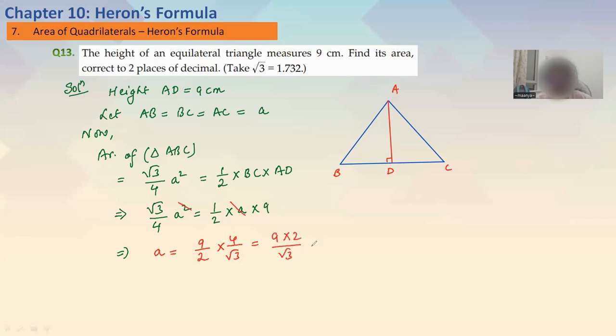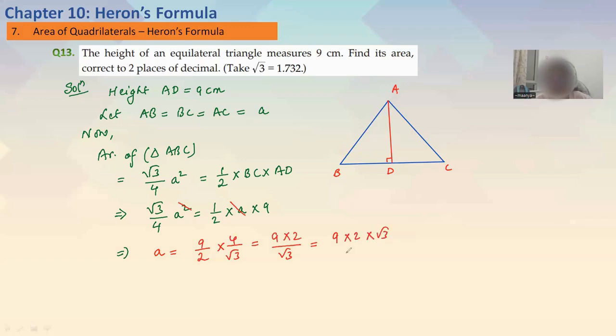Do you think we should rationalize this? Rationalize what, Manya? The denominator. Absolutely. If we don't rationalize, then we will have to divide by 1.732. That will be a big ask, right? Which one is easier according to you? Multiplying by 1.732 or dividing by 1.732? Multiply. Of course, which is why we have to rationalize this.